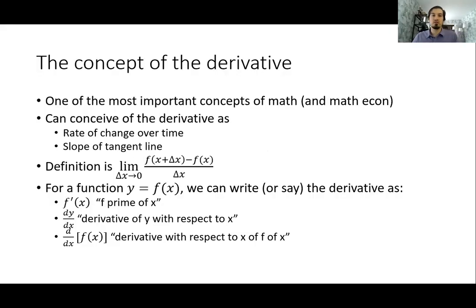So here's the concept of the derivative. It's very important in all of math and especially math economics. It's very, very, very important. But how should you think of the derivative? Well, here's two main ways to think of what a derivative is. It's the rate of change over time. Basically, how fast something is changing over time. And you might say, what if there's no time? Okay, well, maybe it's how fast something is changing over something else that's moving forward the way that time moves forward. That's another way to think of it. Another thing you can think of is just the slope of the tangent line.